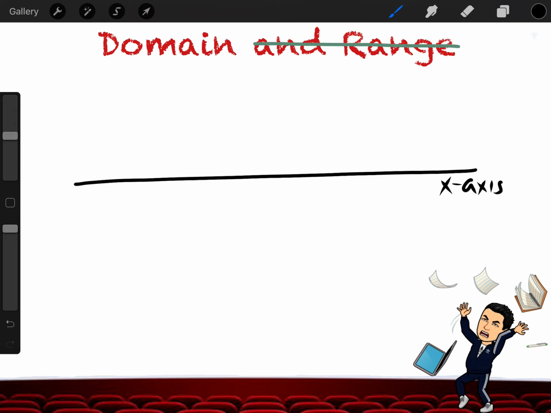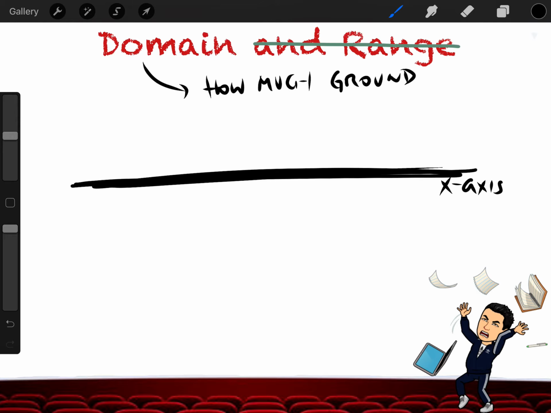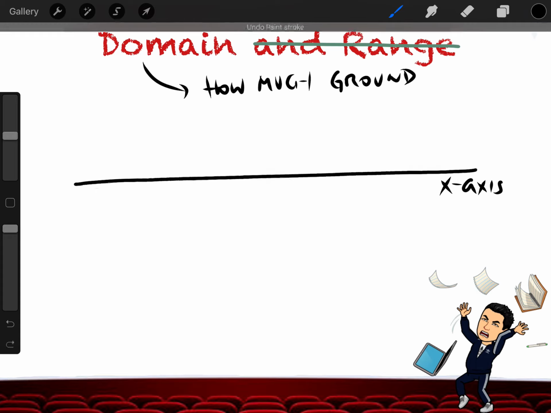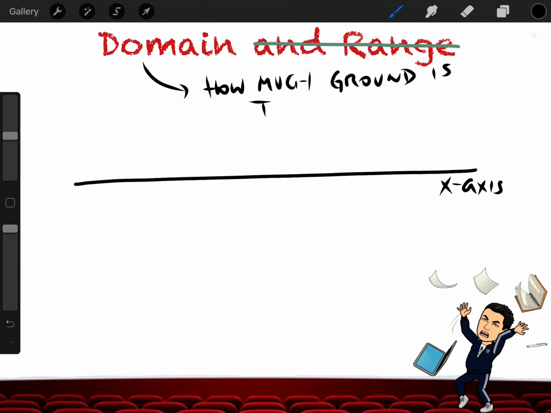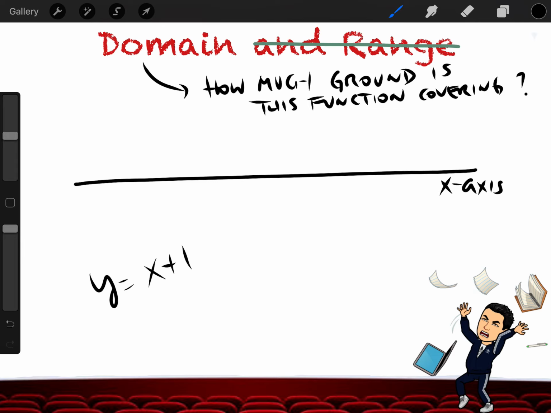Domain basically tells you how much ground, and when I say ground, I mean the horizontal distance. So how much ground is this function covering? For example, if I said y equals x plus 1, how will you graph this one?